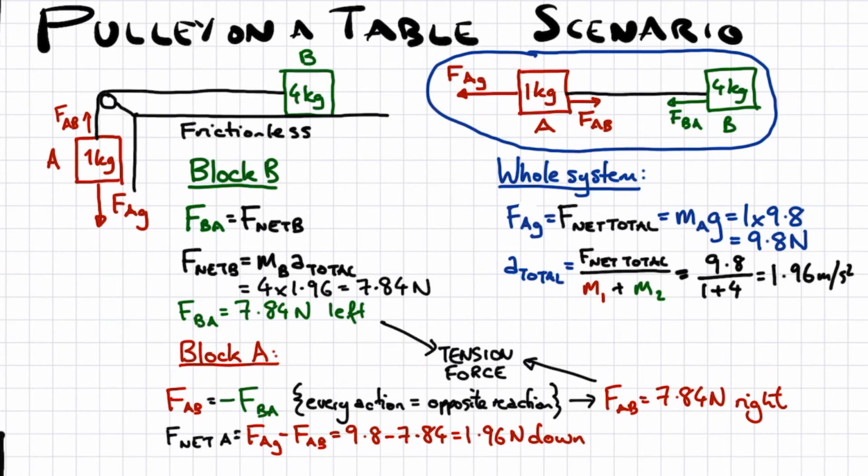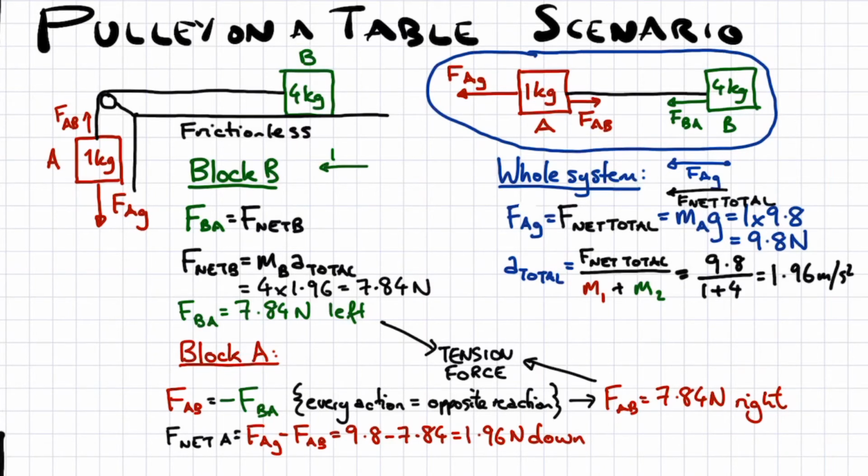If you think about it, in our reframed scenario, we're thinking left and right. So this is just 9.8, which we knew from the start. Force of gravity minus 7.84, which is 1.96 newtons down. So it's a small force because it's a small mass.